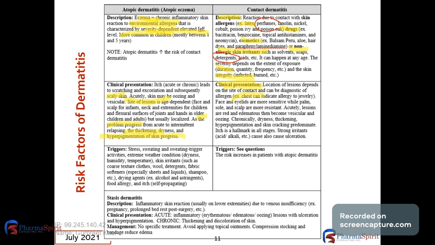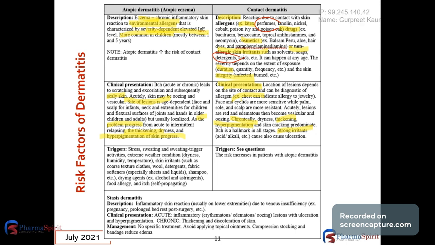Acutely, the lesions are red and edematous, then they become vesicular and oozing. Chronically, the lesions are dry and the skin becomes thick and there is hyperpigmentation and the skin starts cracking. Itch is the hallmark in all the stages. So all the patients, acute and chronic, do have itch. And there are some strong irritants that can actually cause ulceration. For example, if the patient is exposed to strong acid or strong alkali.